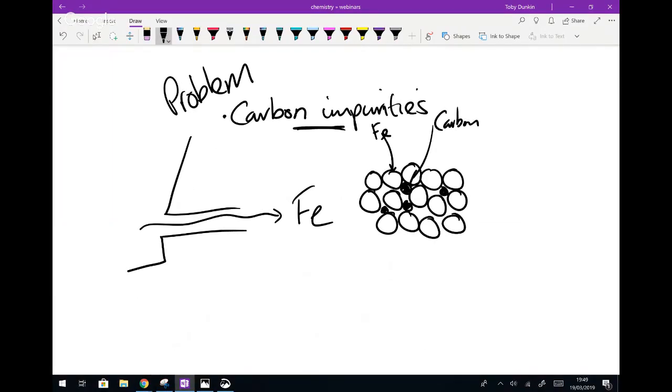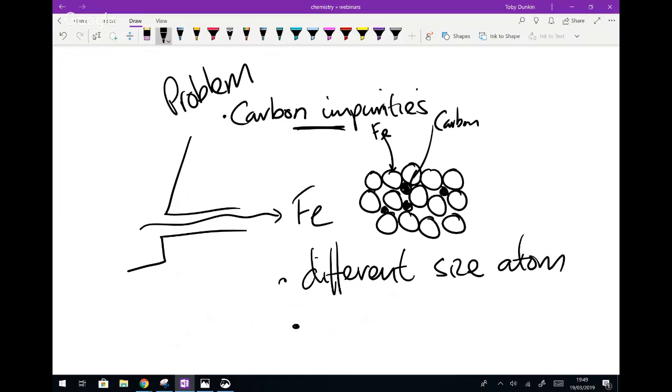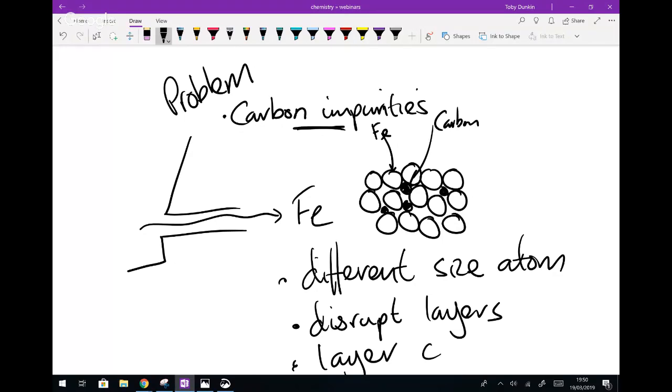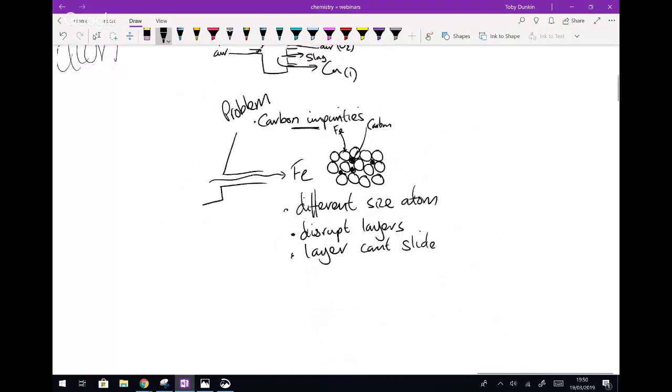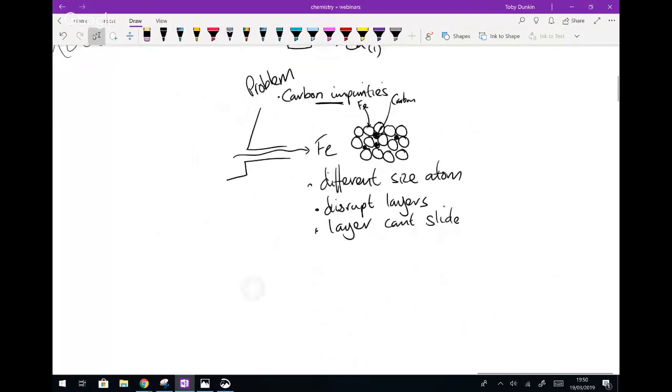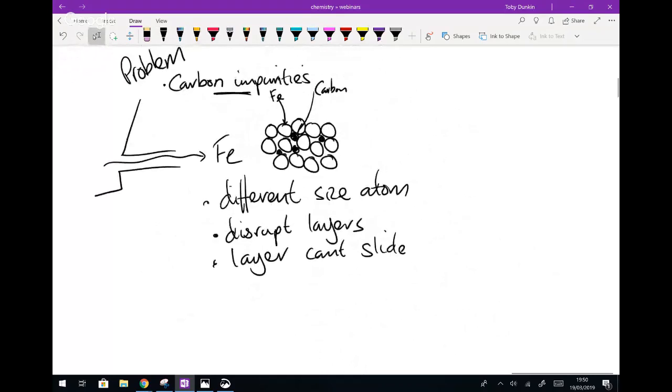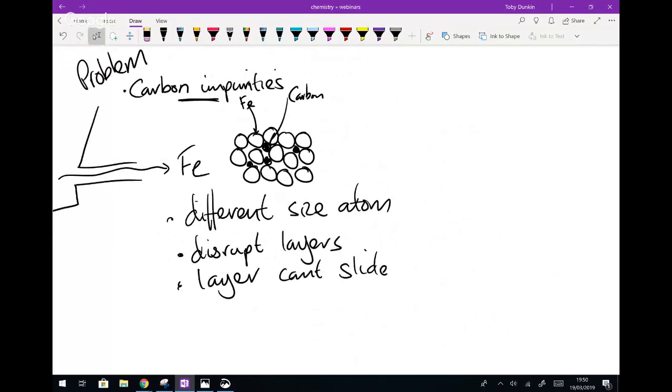So we've got different sizes, and what that means is it will disrupt the layers. Different size atoms will disrupt the layers. Layers can't slide. So it makes it very hard and very, very tough. This is called cast iron, otherwise known as pig iron. The reason why it was pig iron is because they used to cast it into these funny little piglet-style shapes. But it's high carbon steel. It's very, very tough and very, very brittle. Not malleable at all. Way too much carbon.